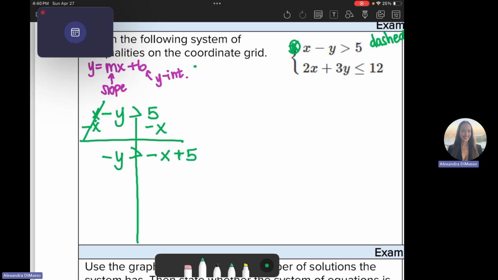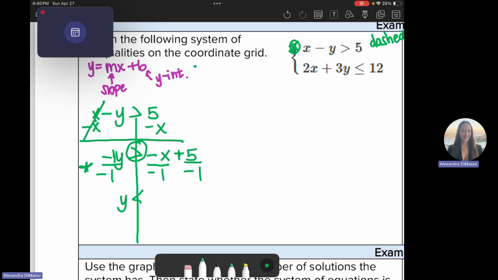Now, I'm almost done, but I still have a negative sign in front of the y. So what I need to do is get rid of that. If there's no number there, you can always put a 1 as your coefficient. So to get rid of the negative 1 times y, I'm going to divide by negative 1. Whatever I do on one side of the equation, I have to do to the other, and I have to do it to every part of the equation. Now, when you multiply or divide by a negative number, your sign flips. So instead of being greater than, this is now a less than symbol.